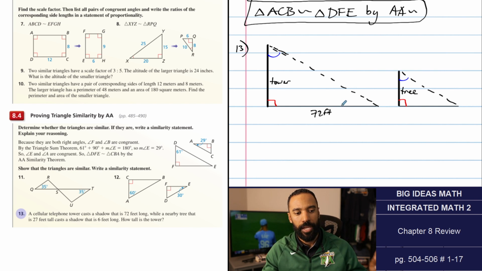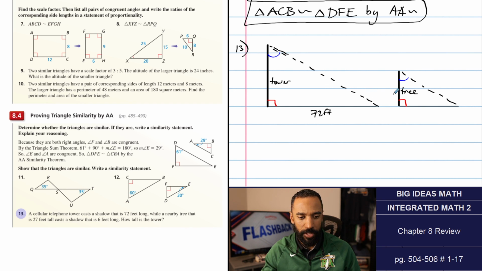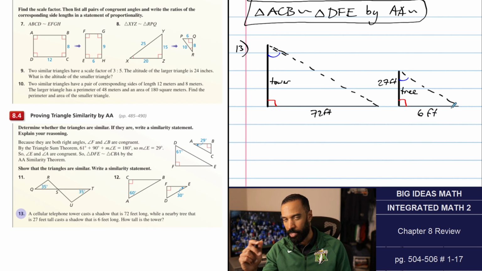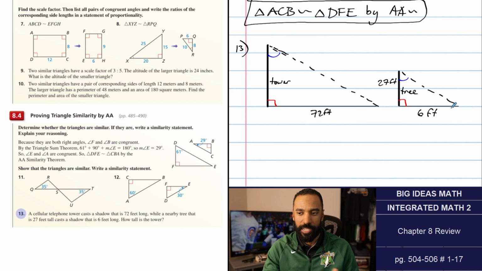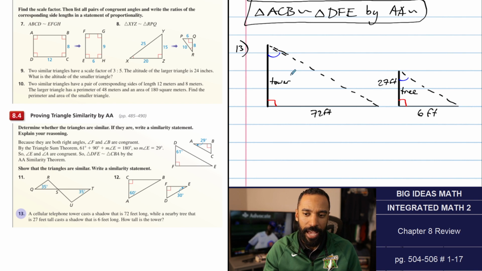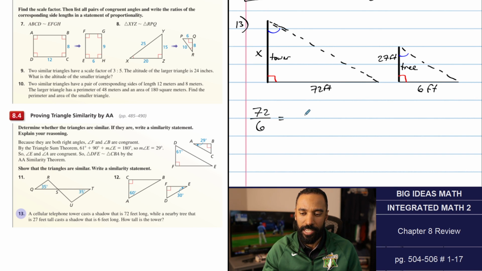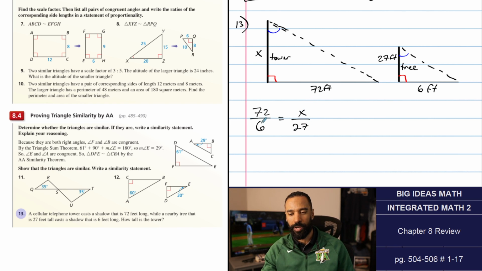So what do they tell us? The cellular tower casts a shadow 72 feet long. The nearby tree is 27 feet tall and casts a shadow that's 6 feet long. Clearly not drawn to scale. Just go by the numbers. How tall is the tower? So we build off a similarity. I need to find out what this x is right here. So we set up a proportion: 72 over 6 equals x over 27. As long as things work out in that way.